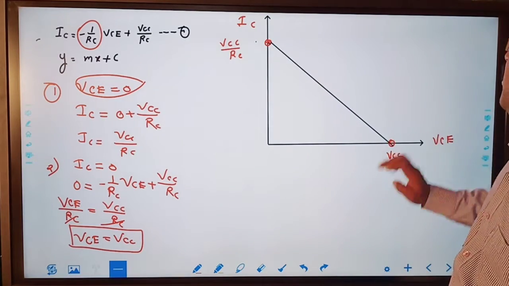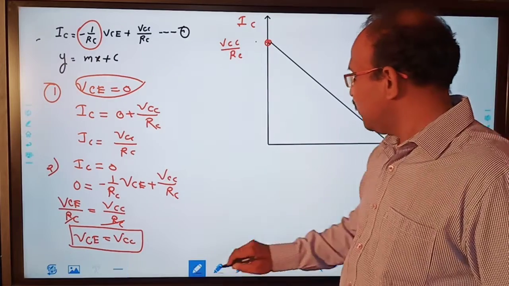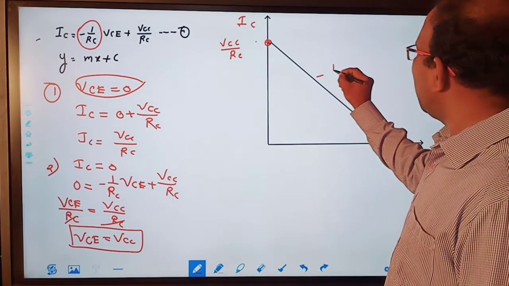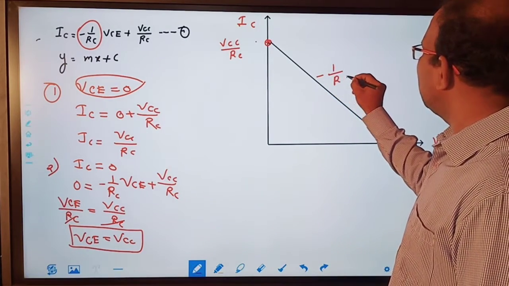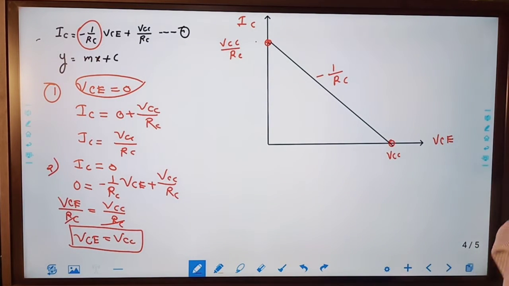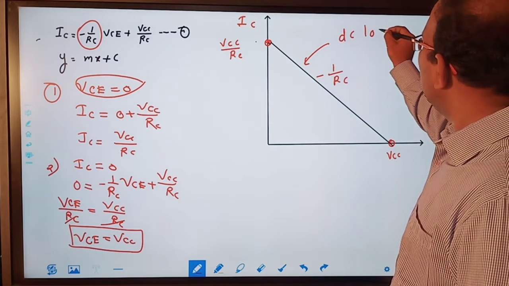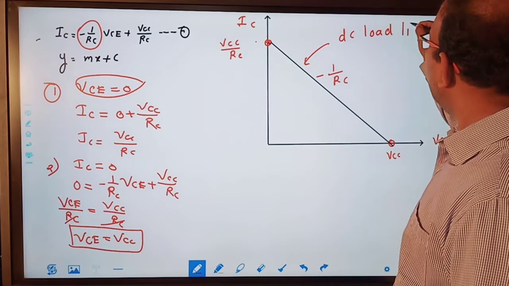This is the line. Okay. So what is the slope of this? The slope of the line is negative, and this is -1/RC, the slope. Correct? So what does this indicate? This particular thing is called the DC load line.